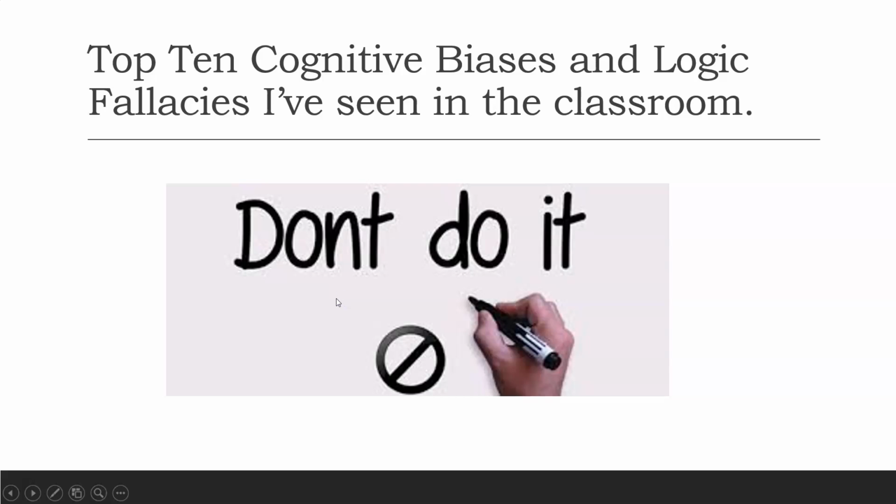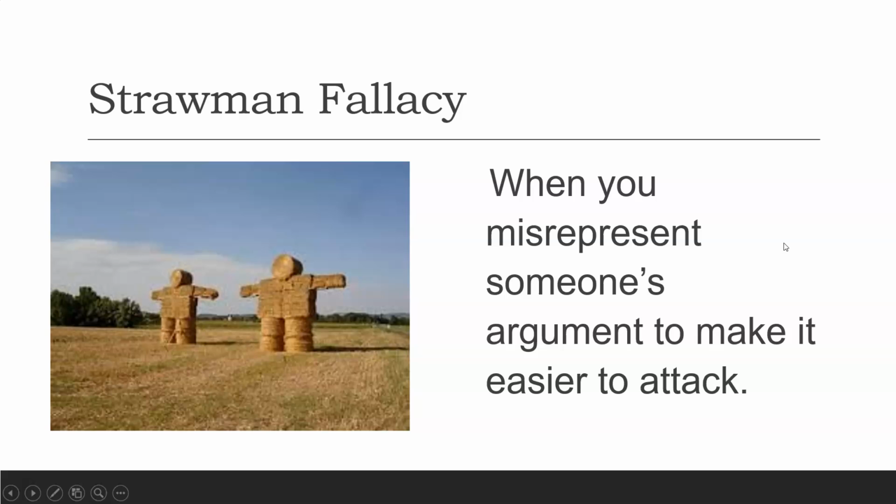Now, in terms of cognitive biases and logic fallacies, I am hitting you with the top 10, okay? Now, there are many more than 10, but these are the 10 that I have seen time and time again, and I've attempted to eliminate these. And when a class doesn't engage in these, the controversial conversations go much better. And the first one is a strawman fallacy. When you misrepresent somebody's argument to make it easier to attack, that is not conducive to a controversial conversation. So when you see a student doing it, stop them and explain, this is a misrepresentation, this is a straw man, we don't do this in this class.